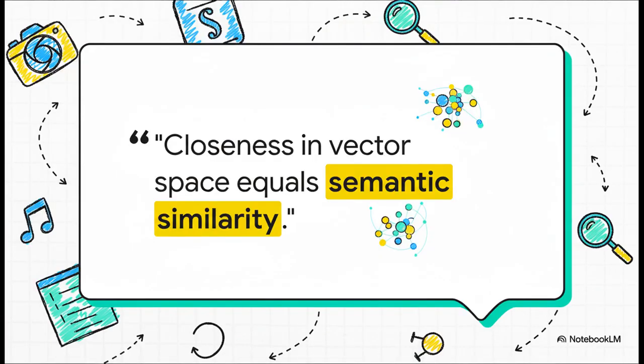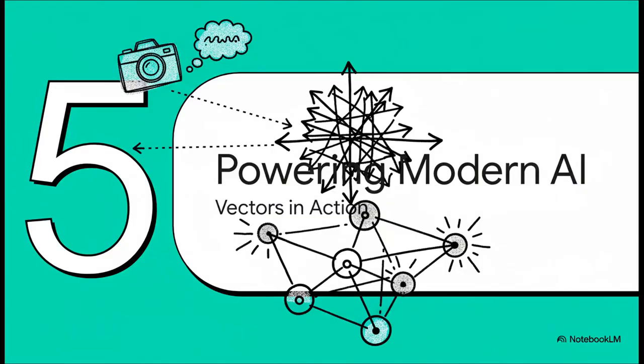And this is it. If you remember one single thing from this whole explainer, make it this. The mathematical idea of distance, how close two vectors are to each other in this crazy high-dimensional space, is now a direct stand-in for the human idea of similarity. If two vectors are close, their meanings are similar. Simple as that. All right, let's bring this all home.